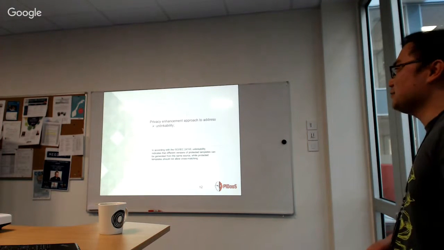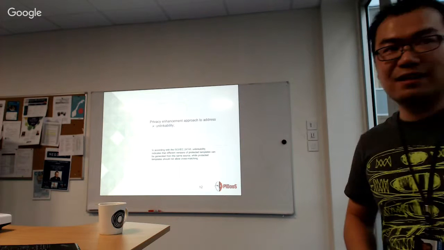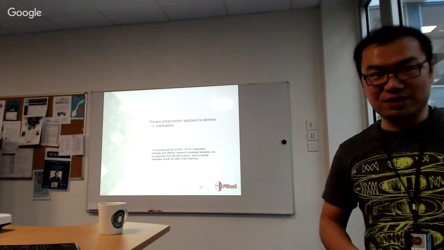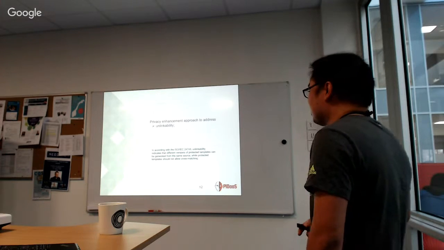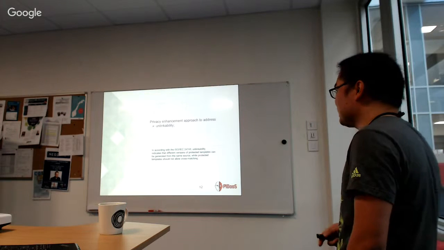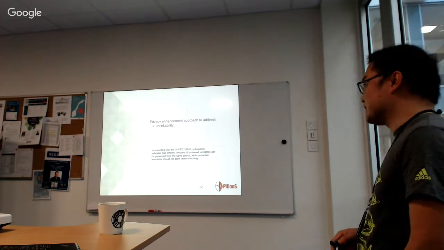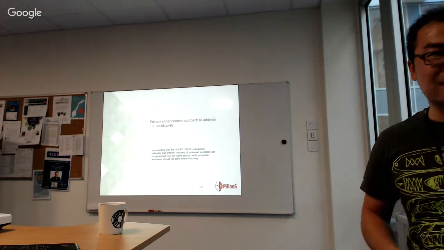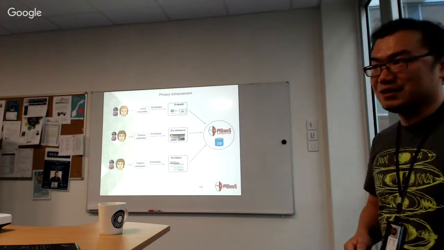Yeah, another major requirement for privacy enhancement is unlinkability. Unlinkability indicates that different versions of the protected template can be generated from the same source, and can guard against cross-matching. So I will use an example to explain what cross-matching is.